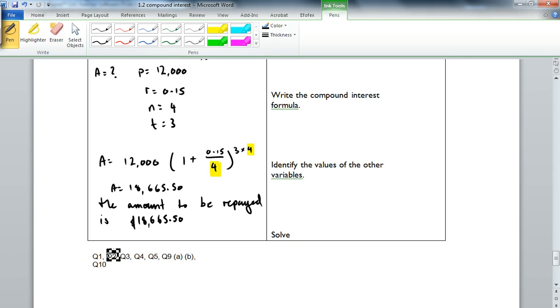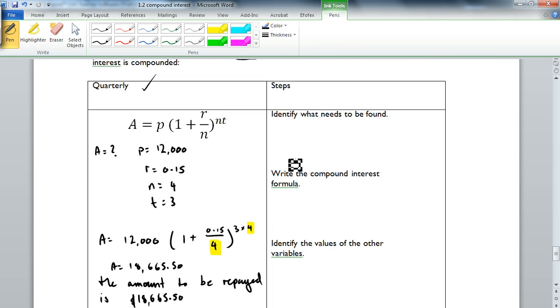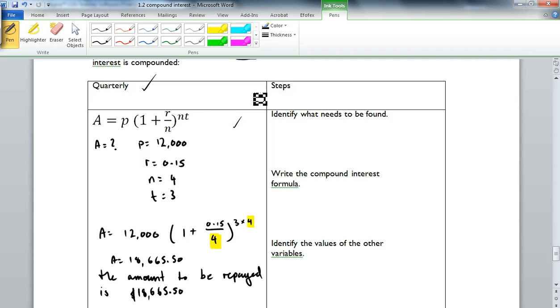So here are some questions that you can have a go at out of the textbook. So have a go at those ones, and sometimes you'll have to compound them quarterly, sometimes you'll have to compound them half yearly, sometimes monthly. Of course, if it was monthly, N in here would be 12. If it was every day it compounded, then N would be 365. So once you've got this formula all sorted out, then you're really most of the way to solving these types of problems.